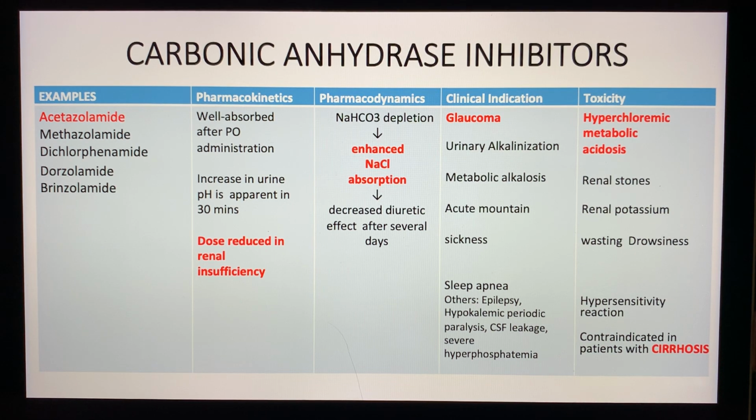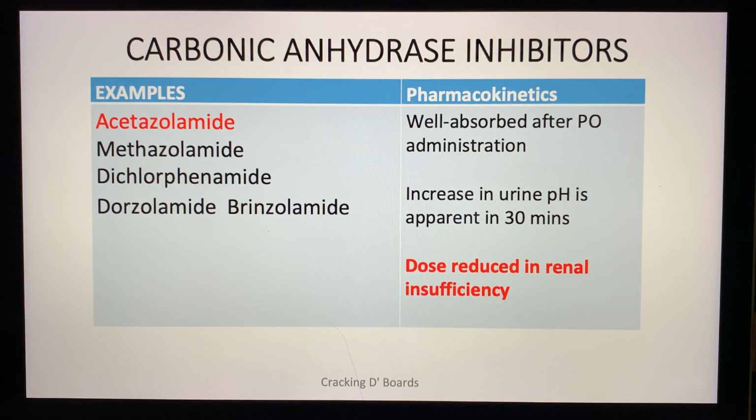Now, toxicity of acetazolamide leads to hyperchloremic metabolic acidosis. You have to memorize this. There's also the toxicity of renal stones, renal potassium wasting, as well as drowsiness. And carbonic anhydrase inhibitors are contraindicated in patients with cirrhosis. Now, that was the complete table.